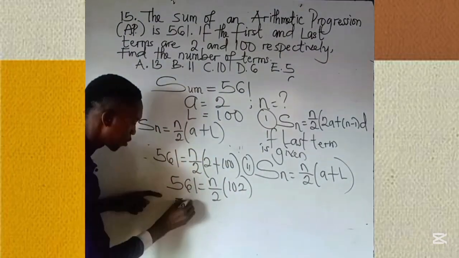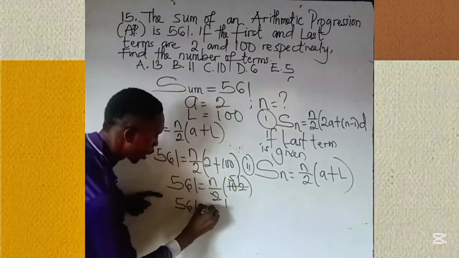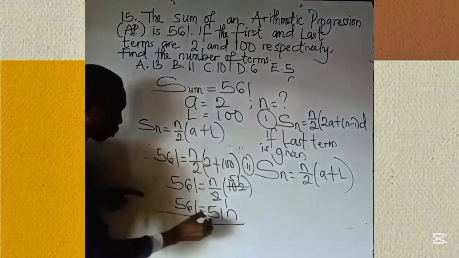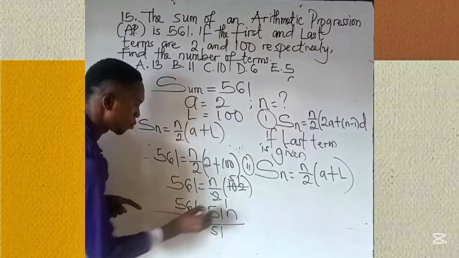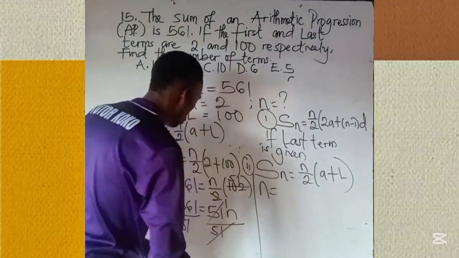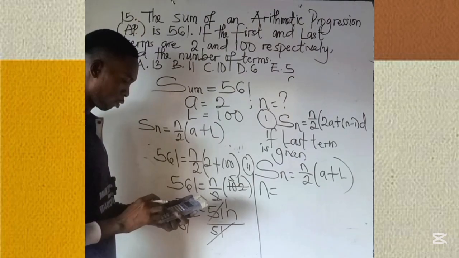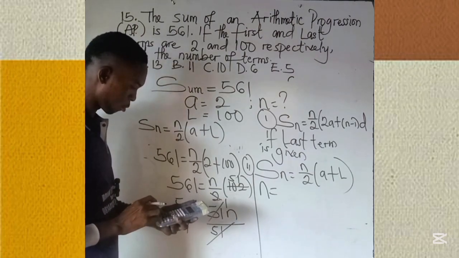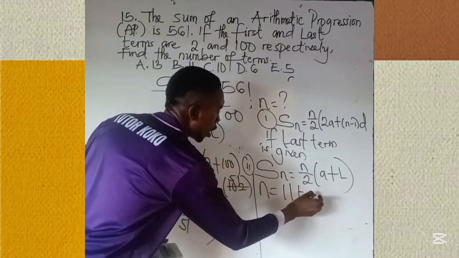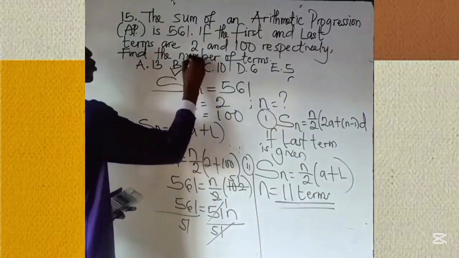Can you see? Okay. So 561 equals, 2 into 102 is 51, that is 51, then multiply by n. I'll divide both sides by 51. So 51 cancels 51, so n is equal to 561 divided by 51, that's 11. So there are 11 terms in this sequence. So let's check the options. Option B is correct.